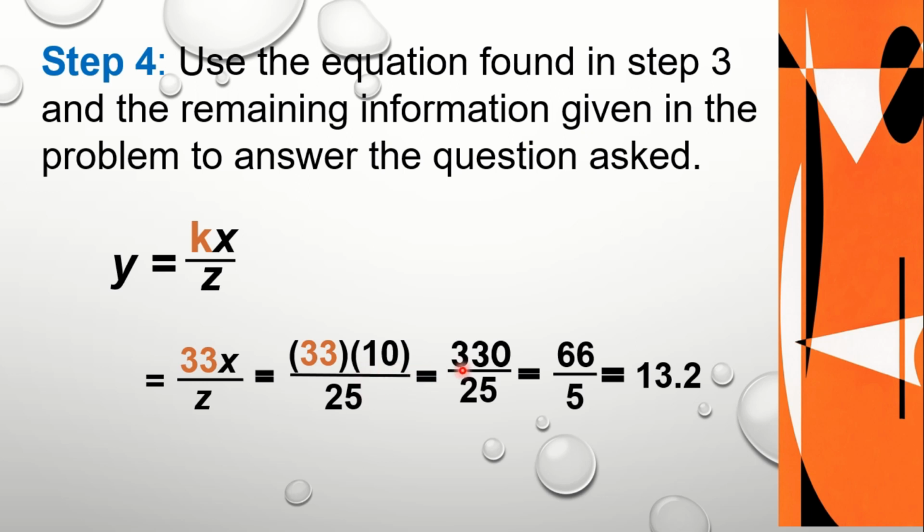33 times 10 is equal to 330 over 25, and that is equal to 66 over 5. So we reduce 330 over 25 into its lowest term, that is 66 over 5, or that is equal to 13.2.